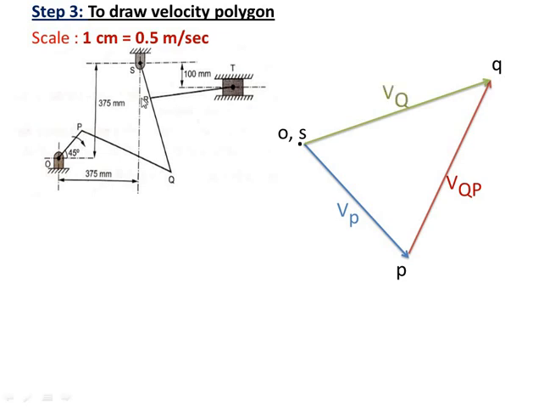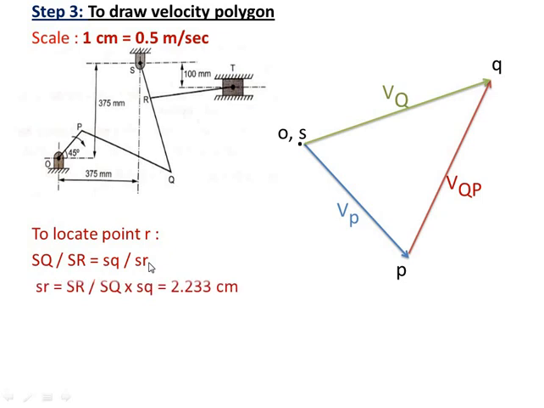On this velocity vector we have to locate point R. To locate point R we have to use the velocity image principle. The velocity image principle says that the ratio of lengths of links in the mechanism is equal to their ratios in the velocity polygon. So we will take the ratio SQ upon SR. SQ is the actual length, SR is the actual length, and small sq is the length in the velocity polygon, which we can measure. So these three things are known. Substitute these values and we will get the value of SR.